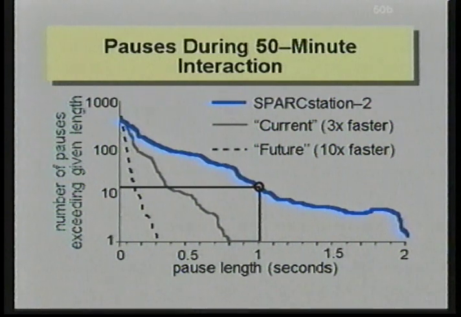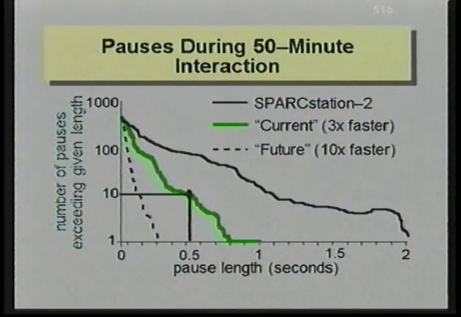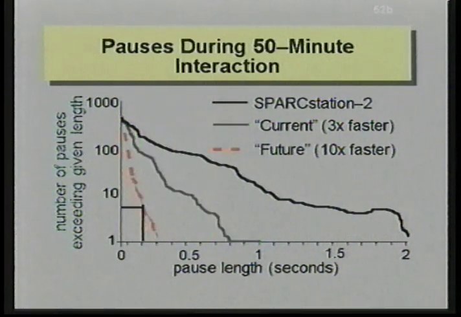If we go to a faster machine, like a SPARCstation 10 that is 3 times faster than the SPARCstation 2, the pause behavior improves even more, and only about 10 pauses are going to exceed 0.5 seconds. And if we go to an even faster machine, like the ones that are being announced now for 1995, only very few pauses are going to exceed 0.2 seconds. And so on such a machine, the system will behave almost like an interpreter, and the pauses are going to be almost unnoticeable.